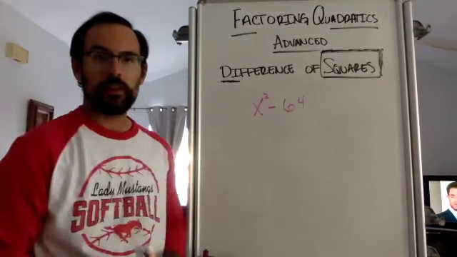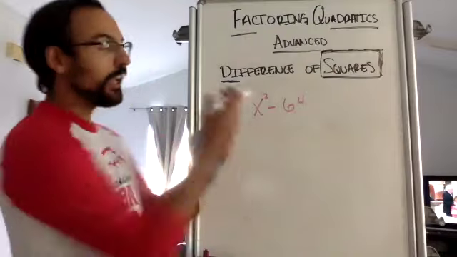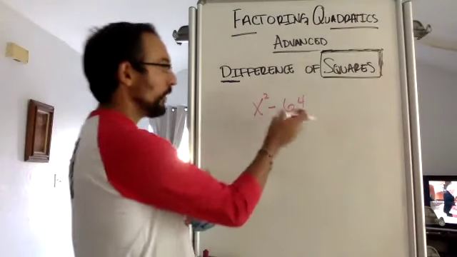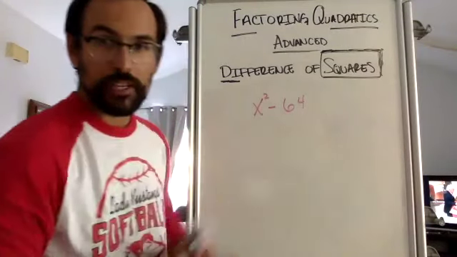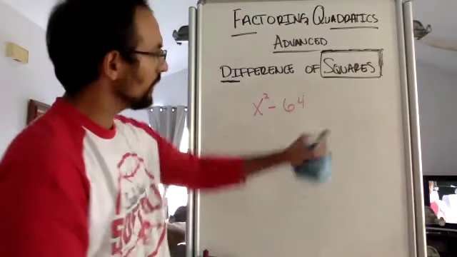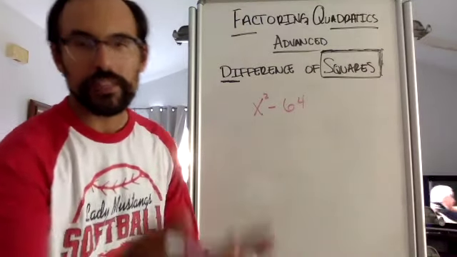X squared is a perfect square because x times x gives you x squared. X times itself gives you x squared. 64 is a perfect square because a number times itself gives you 64. We already figured out that that number is 8.